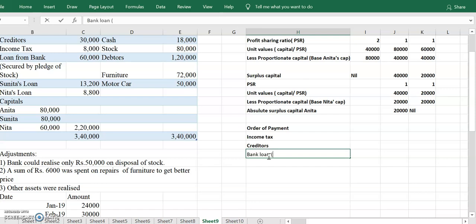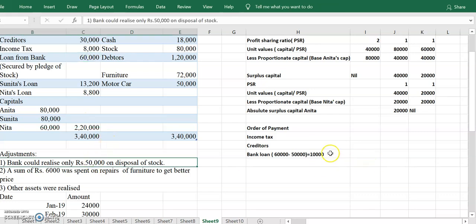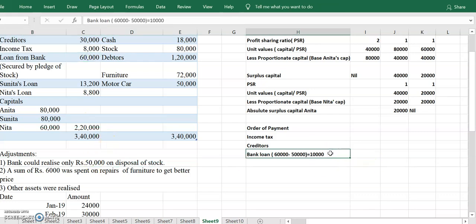Bank loan, but make sure we are not recording 60,000, but 60,000 minus the pledge or stock release, so only 10,000 will be recorded. You can say it is an unsecured liability. Bank loan 10,000 will be an unsecured liability because there is a security, which is disposable for rupees 50,000. So 60,000 total loan less 50,000, the remaining amount is considered an unsecured liability, and it will be recorded after the creditors.